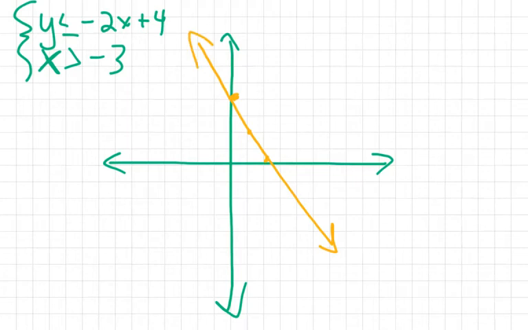Alright, so last part of this, let's find out where we shade. So it says y is less than or equal to all of this. So I'm going to shade below. I need to choose y values that are less than this line. Okay? Shade blue.